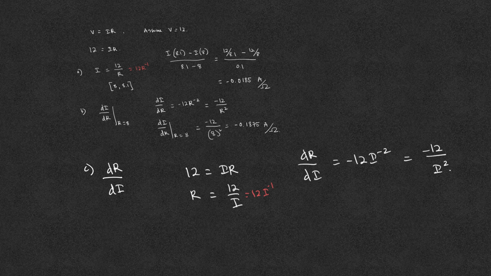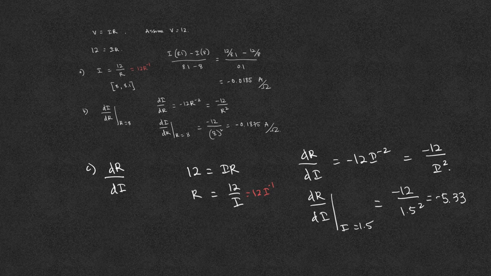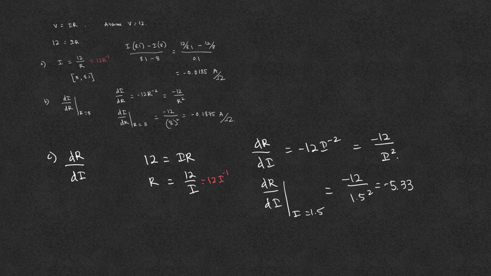We're asked to evaluate this when I is 1.5. And so plugging I equals 1.5 into dR dI, we get negative 12 over 1.5 squared, and this is negative 5.33. Now this time, the unit in the numerator is the unit of the resistance, which is ohms, and the unit in the denominator is the unit of I, which is amperes.